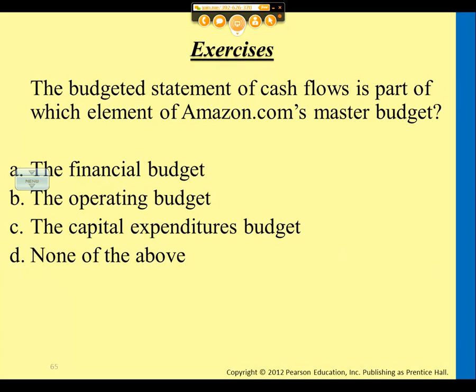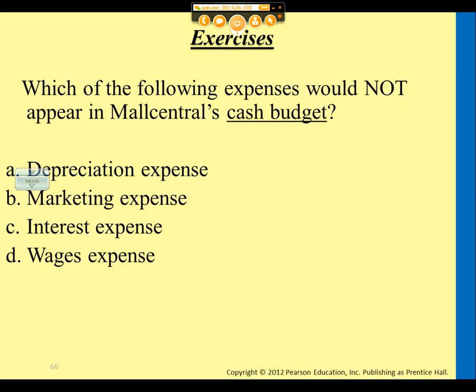The budgeted statements of cash flow is part of which element of Amazon's master budget? Is it the financial, the operating, the capital expenditure, or maybe none of the above? Financial. Good job. It is a part of our financial budget.